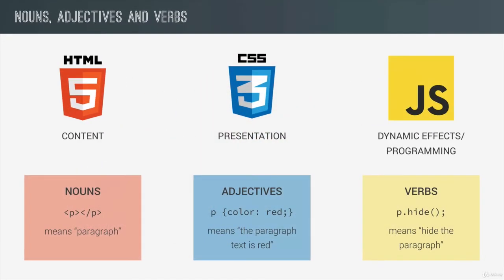Now, another way to easily visualize the role of each technology is to put them in terms of nouns, adjectives, and verbs. So in this thought experiment, HTML does the nouns, like saying that the P element is a paragraph. So paragraph here is the noun. The CSS then is the adjective because it describes the noun, like saying the paragraph text is red. And so there is the adjective. And then finally, JavaScript is the verb, like saying hide the paragraph. And so we are doing something here, and so we have a verb. Okay, does that make sense? And so that is the role of JavaScript in web development.